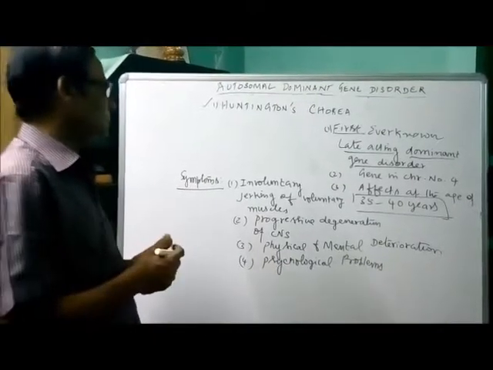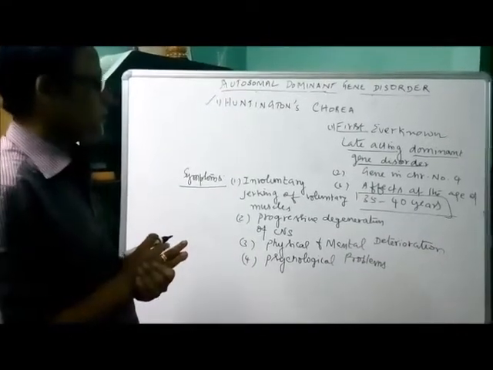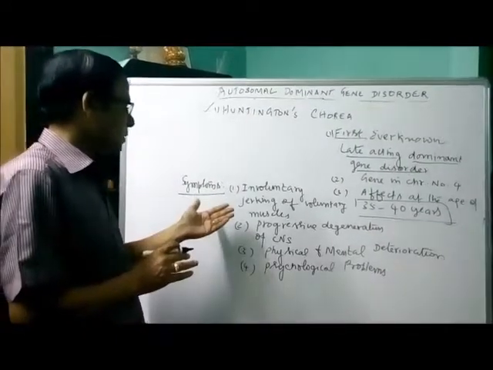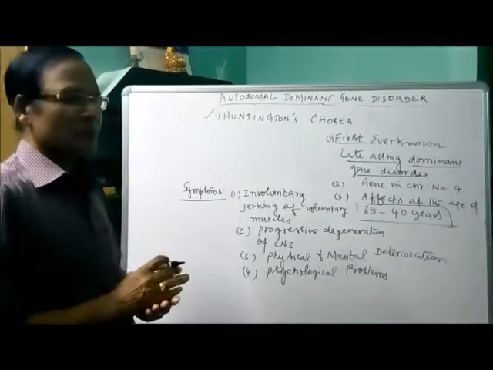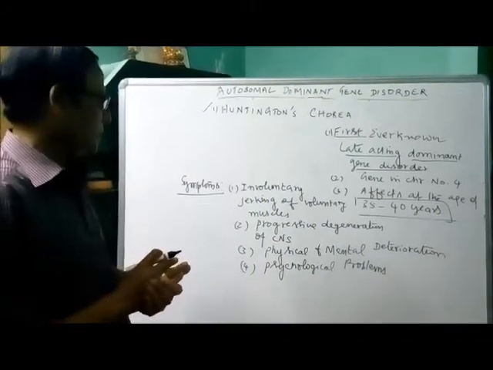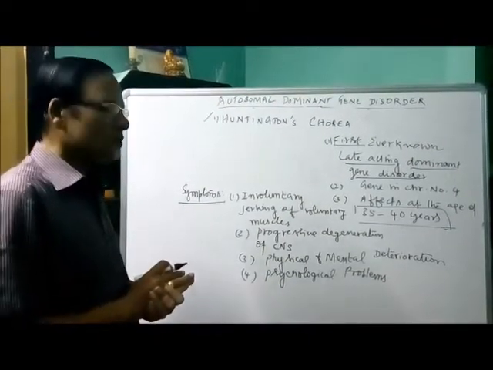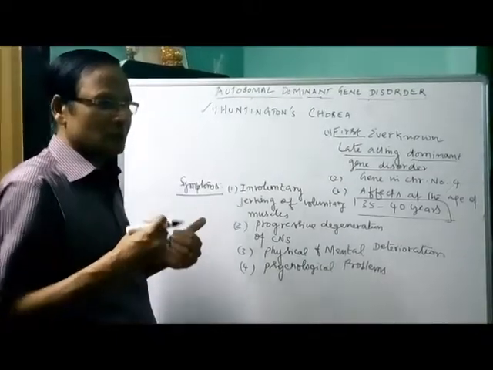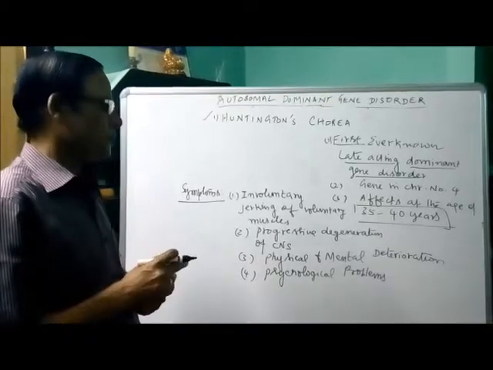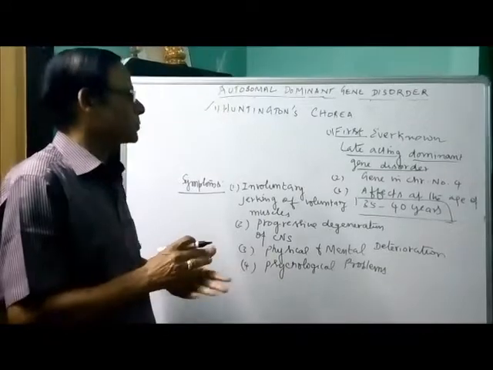This is because of a mutation in the gene, where some mutations occur in the DNA molecule. What are the symptoms? One, involuntary jerking of the voluntary muscles, a tremor of the body, twitching of the muscles. Then the central nervous system is progressively degenerated. Then physical and mental deterioration, where both physical and mental ability go down, and some psychological problems also.